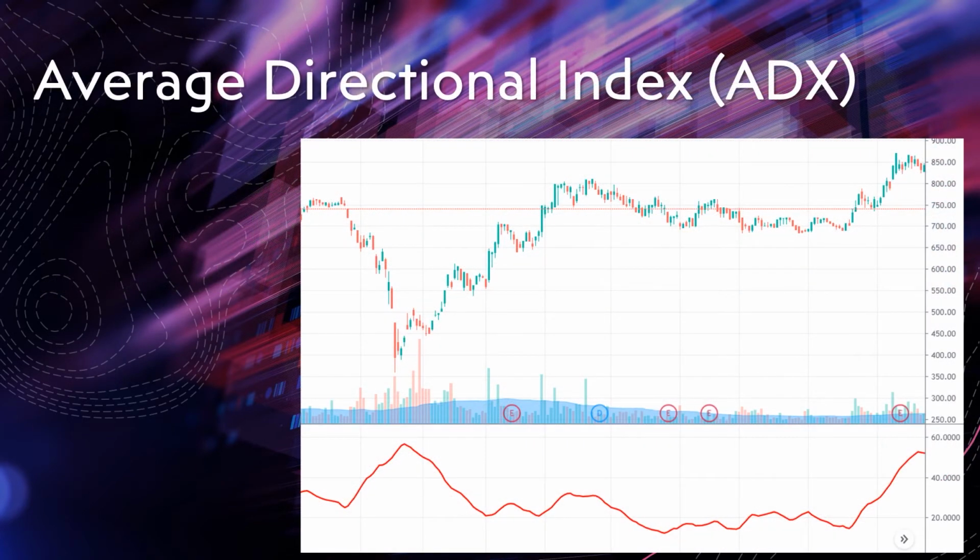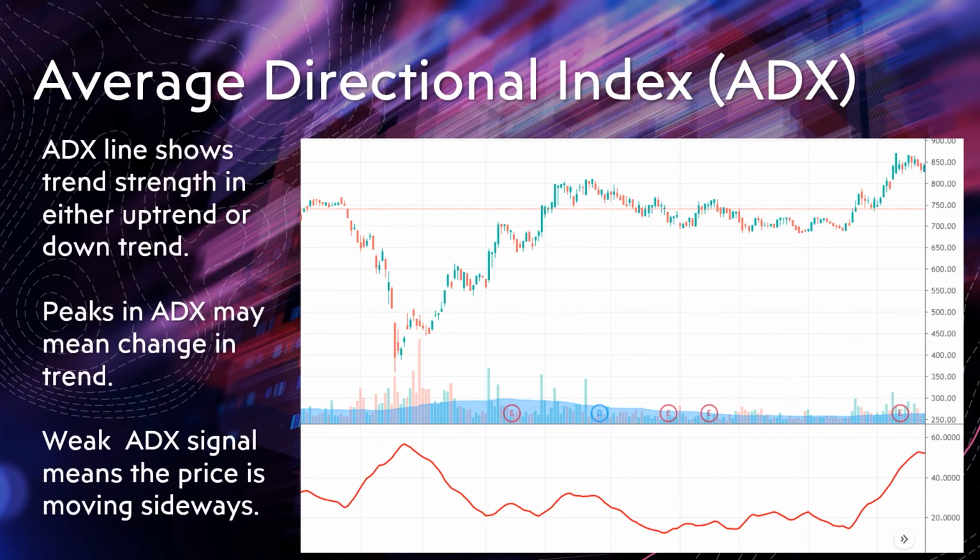ADX is used to indicate the strength of the trend, but it doesn't tell the direction. The trend may be qualified as weak, strong, or very strong, depending on the value it signals. Peaks on the ADX may signal either the change in trend, or weakening of the primary trend. A weak ADX signal indicates that the price is moving sideways.